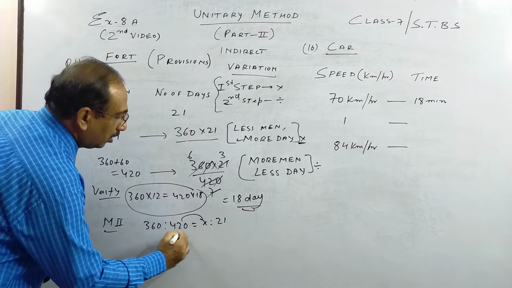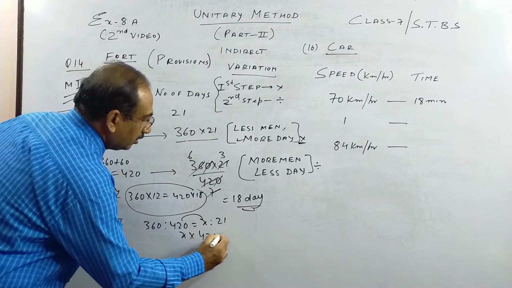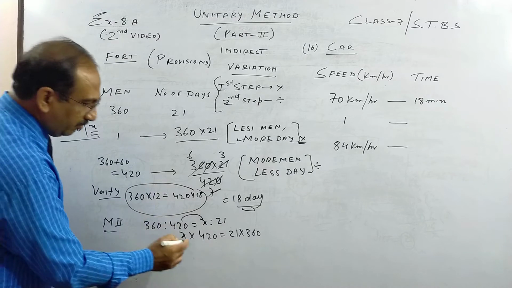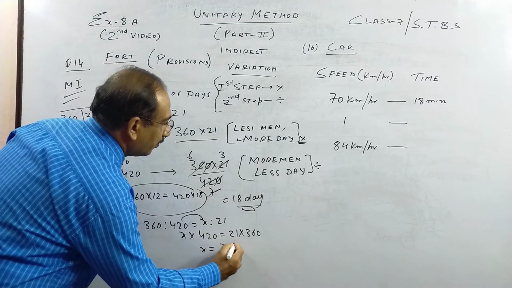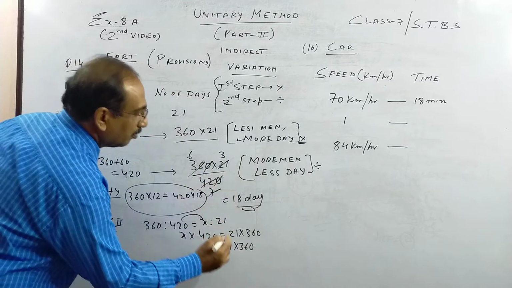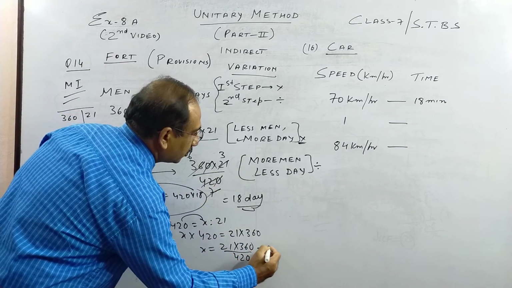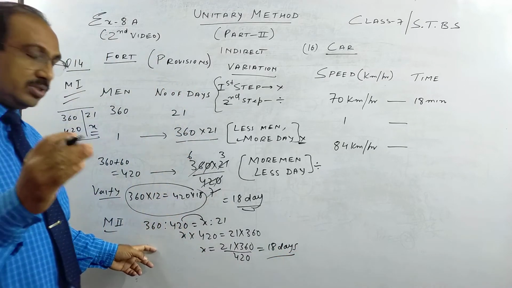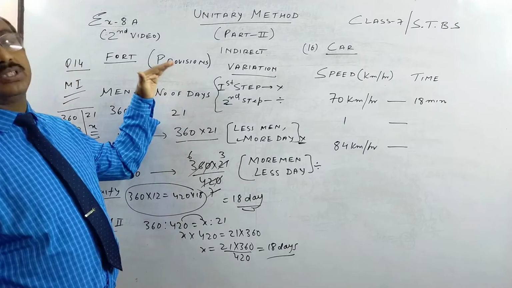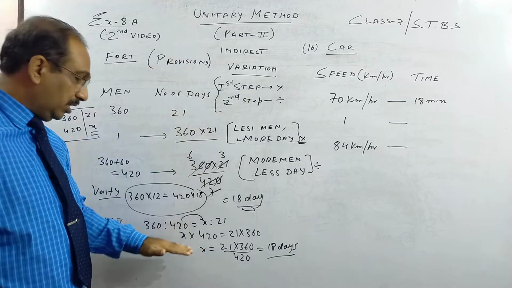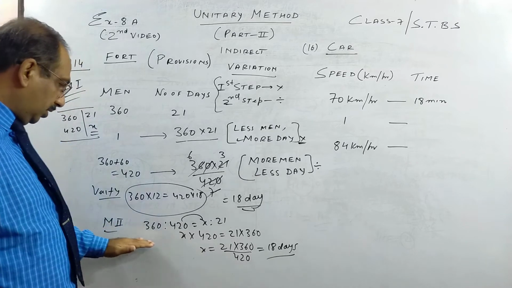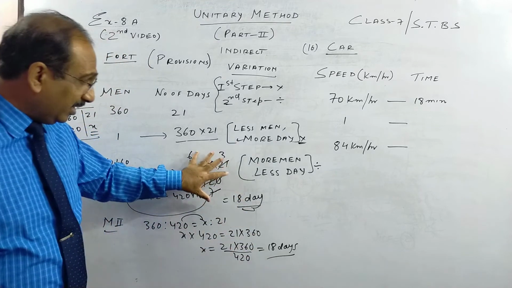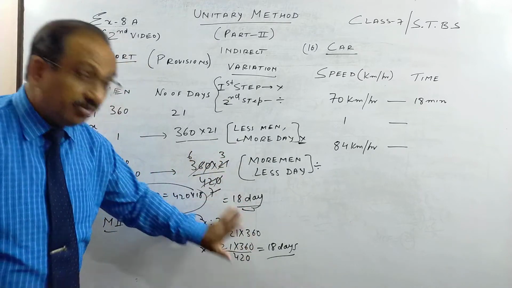So ultimately you solve the product of the mean is equal to product of the extreme. So the final step, children, will be the same. If you see, x is 21 into 360 by 420, which I have solved already as 18 days. So the ratio method, which I told you, is faster. This I have explained nicely because I am teaching the unitary method, but here we are applying the concept of ratio. So this is just inverse the ratio, then product of the mean is equal to product of the extreme. Ultimately this part, children, will be the same.